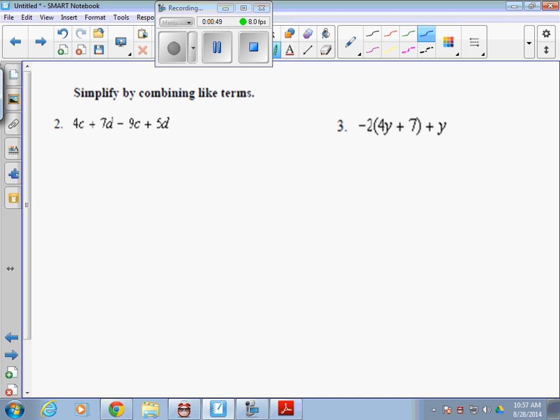Number 2 says 4C. We're simplifying by combining like terms. 4C plus 7D minus 9C plus 5D. Put your C's together. 4C and negative 9C. Remember, it's always the sign that goes with it. So you need to draw a box around it. Make sure you include the negative with the 9. 4 minus 9 is negative 5C. Same thing with your D's. You have 7D, it's positive, and positive 5D. 7 and 5 is going to be a positive 12D.